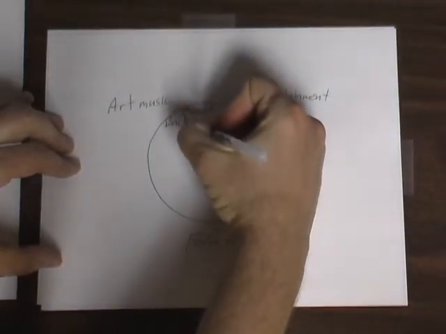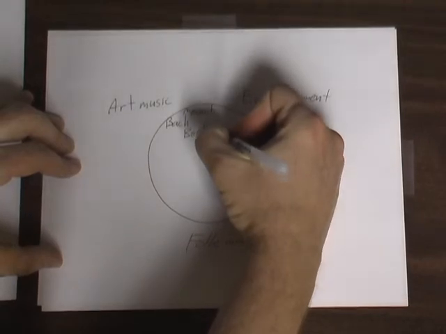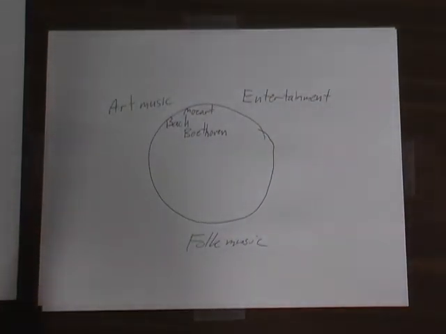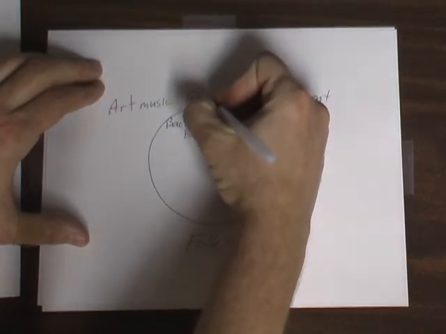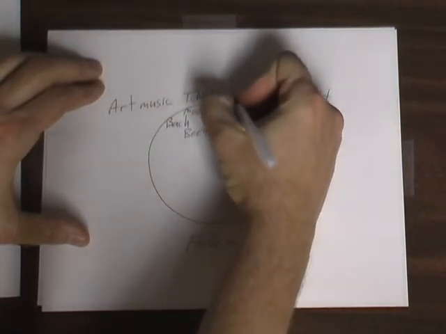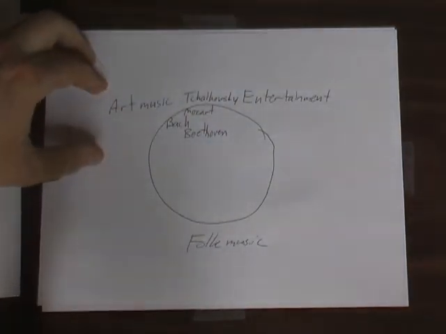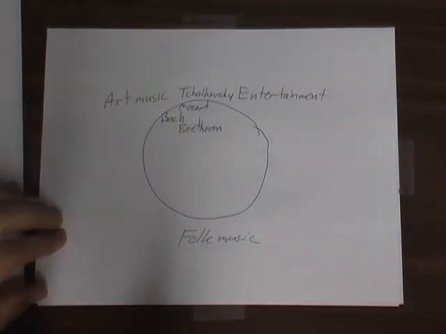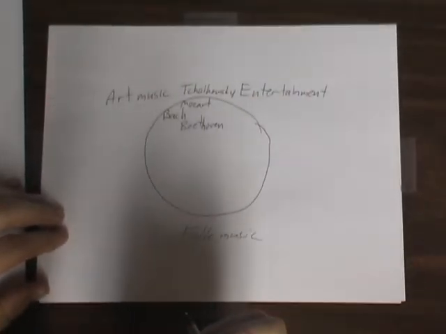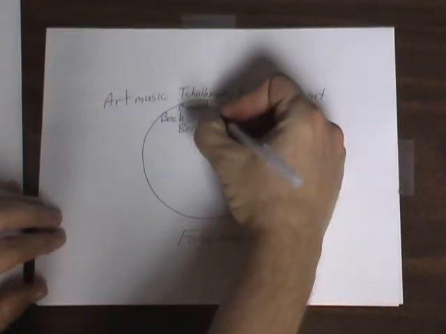Beethoven also was popular during his own time, and he has appealing melodies in many of his works. Somebody that's even closer to the entertainment side would be Tchaikovsky. His music is very appealing to a wide audience. Alright, we've already talked about Scott Joplin, who started out on the entertainment side, but we think of him more on the art music side.